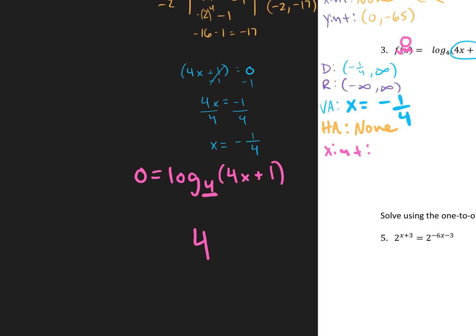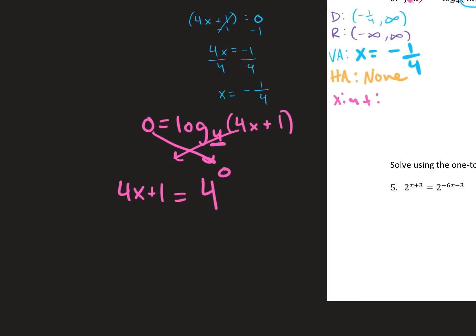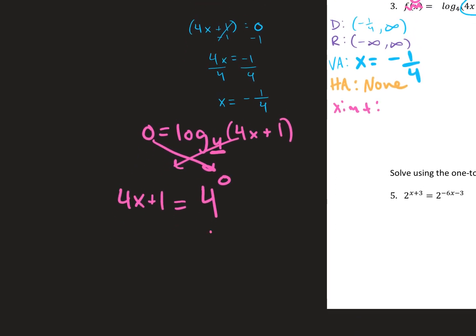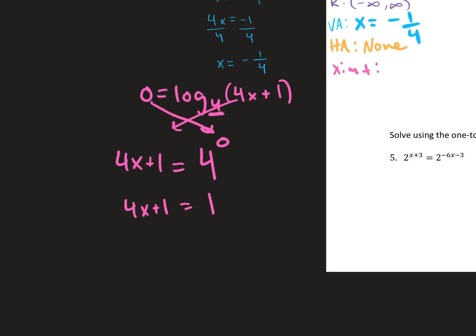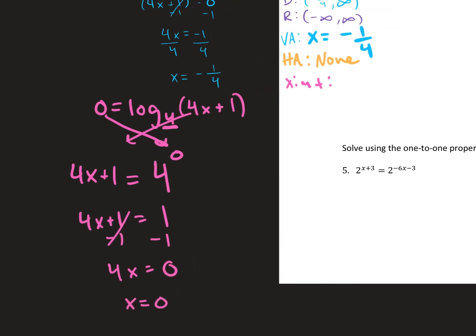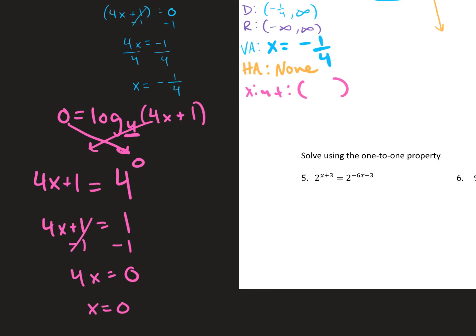Awesome. So I start with the base and then just flip the other two. So it's 4 to the power of 0 is equal to 4x plus 1. What is 4 to the power of 0? So 4x plus 1 is equal to 1. And then what do I do? Subtract 1. 4x is equal to 0. Divide by 4, so x is 0. So what would my point be? 0, 0. I plugged in 0 for y and got 0 for x.